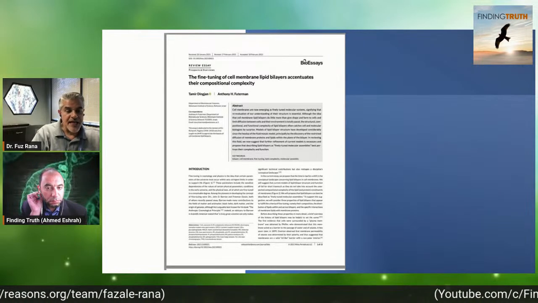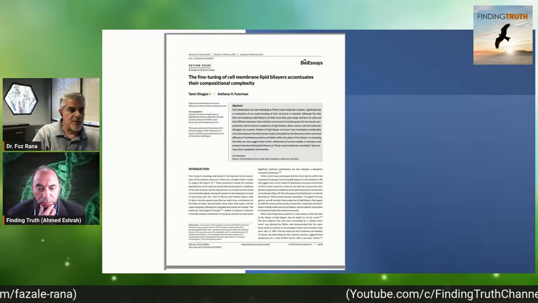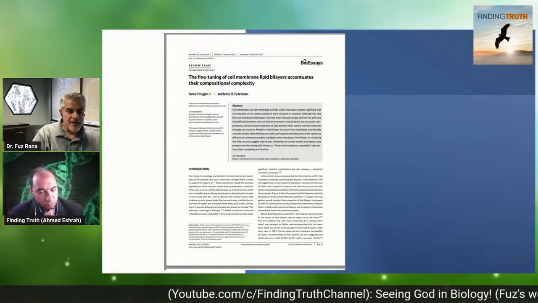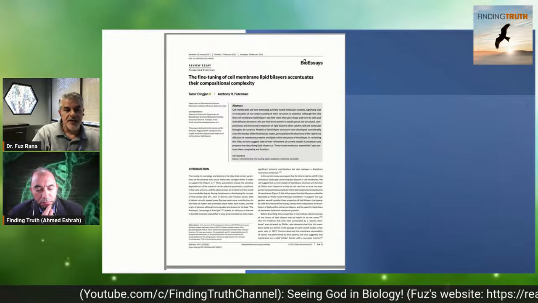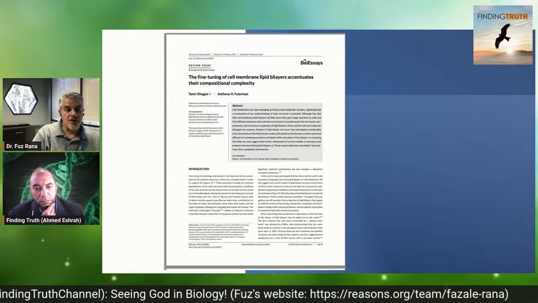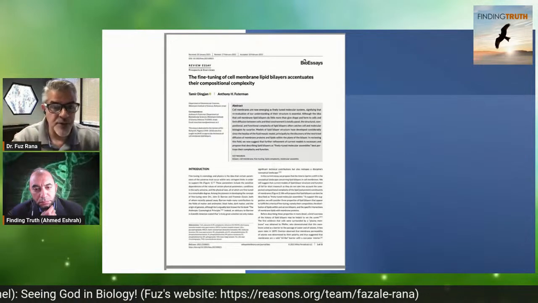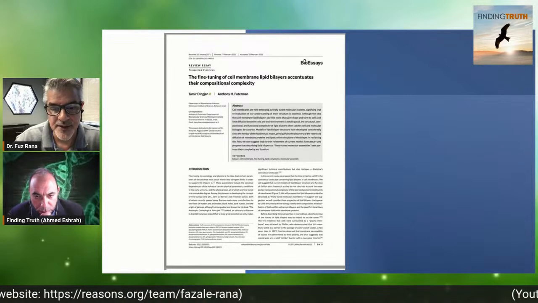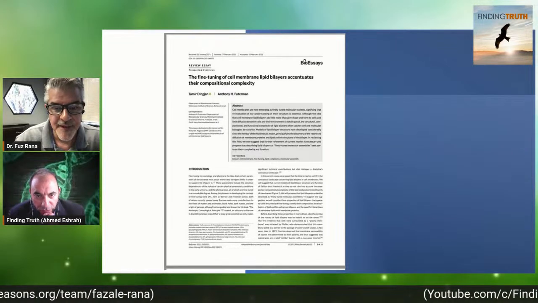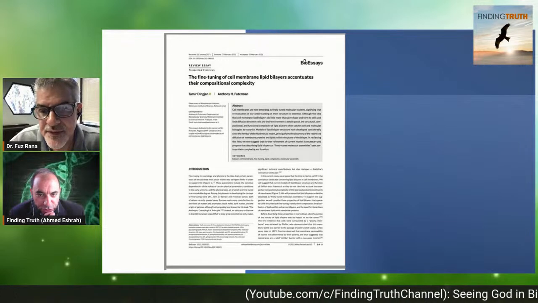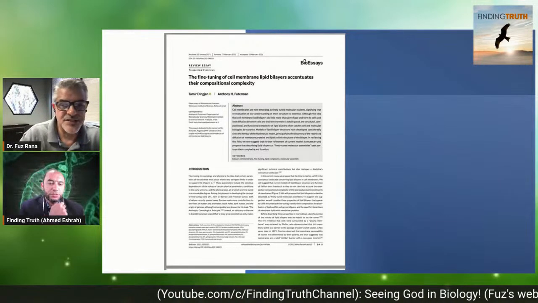And it's interesting that here's a paper that was published, I think, in 2021 by a researcher from Israel, a guy named Anthony Federman. I don't know if we can see the title of the article very well. I apologize for that. The fine-tuning of cell membrane lipid bilayers accentuates their compositional complexity.